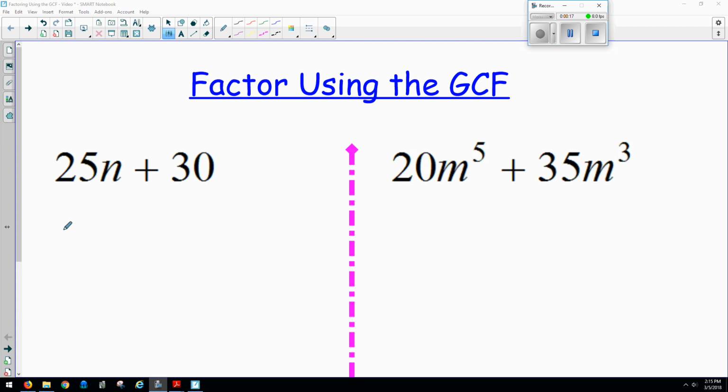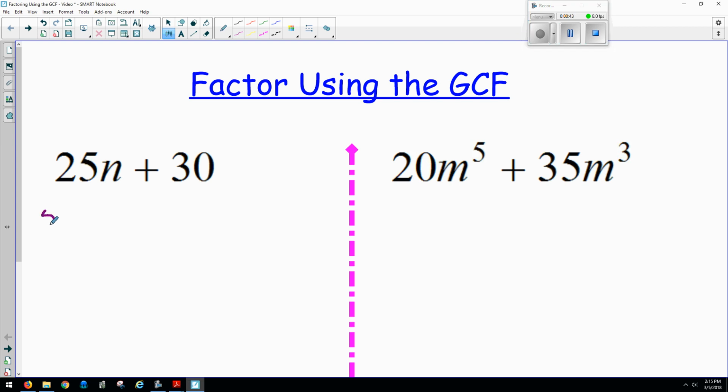Instead of having a number outside of the parentheses and distributing it to everything inside the parentheses, we're going to do the opposite of that, and we're going to look to find a greatest common factor to take out of each term. So I'm going to look at the two terms I have here, 25n plus 30, and I'm going to look at 25 and 30 specifically to see what the greatest common factor would be, and that would be 5.